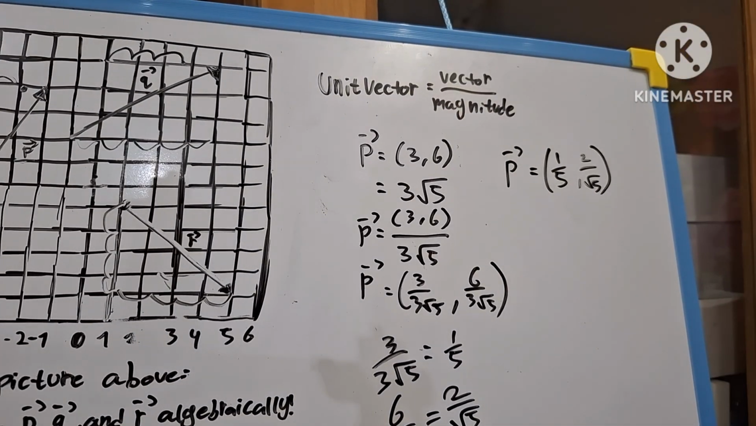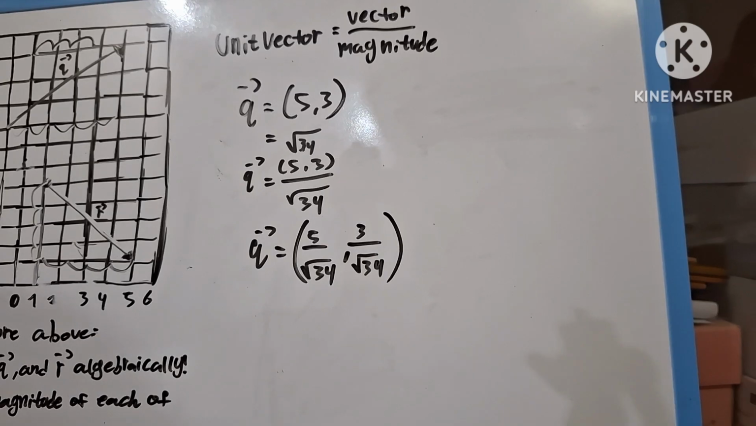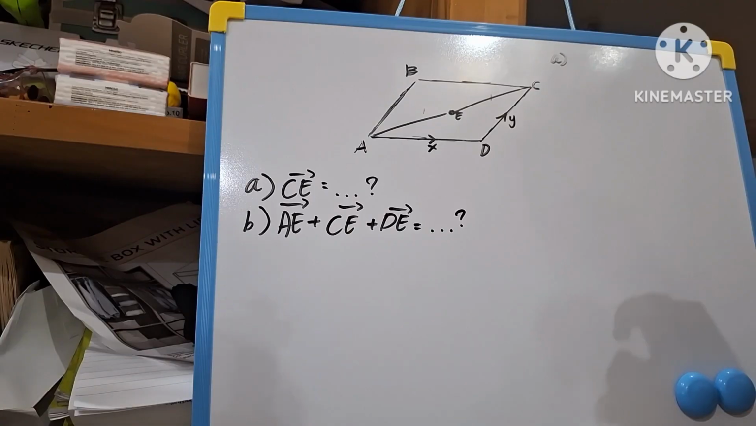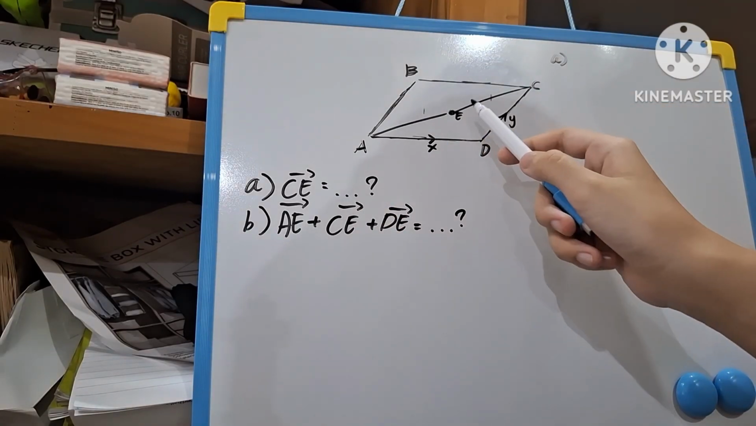And that would be the result for P. Once again, using the same method, you would get the result for Q and R for question number 1. Question number 2, part A.